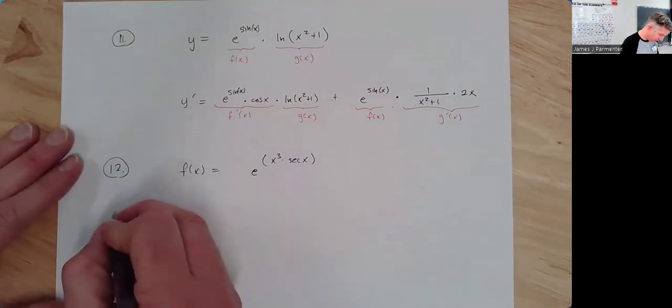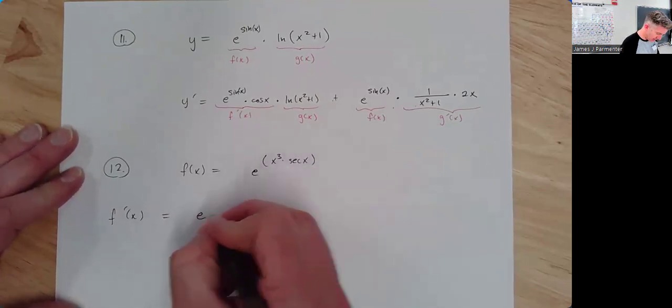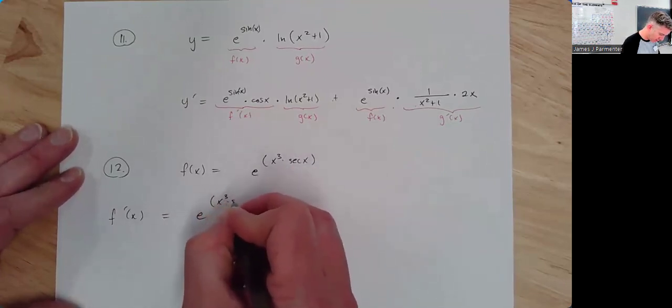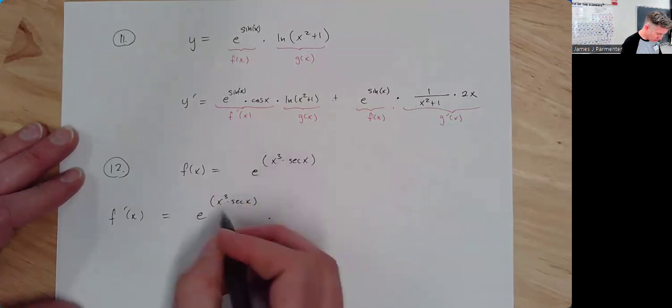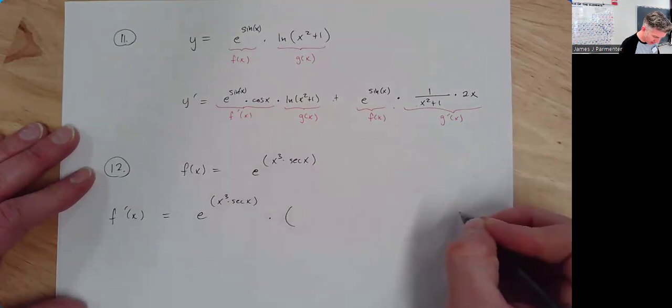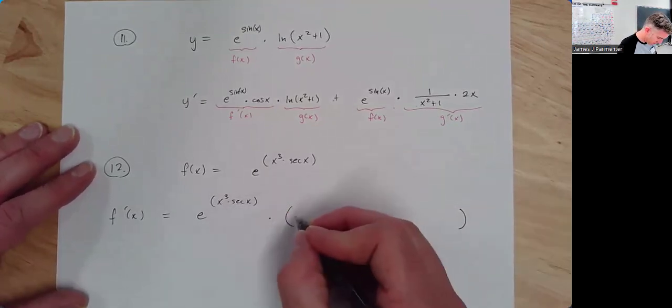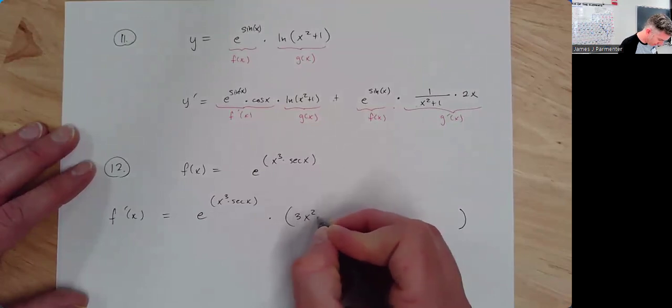So my derivative here, the derivative of e to the something is e to the same something times the derivative of that something. But the derivative of x cubed times secant, that's where we're going to have to use the product rule. So I'm going to do the derivative of x cubed, and I want you all to finish the rest.